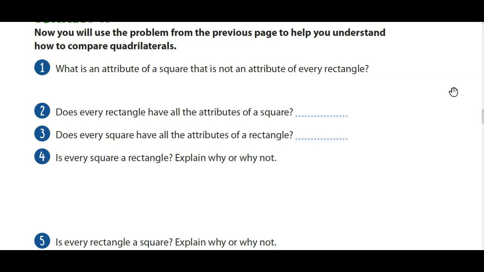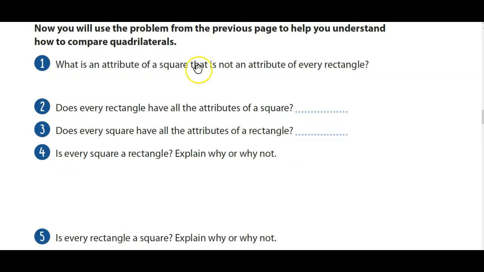What is an attribute of a square that is not an attribute of a rectangle? Well, again, all four sides of a square are the same length. This side and this side are the same length. That's the only attribute that is not for a rectangle.